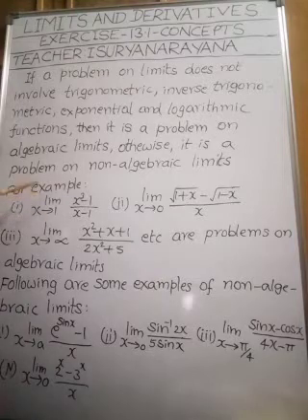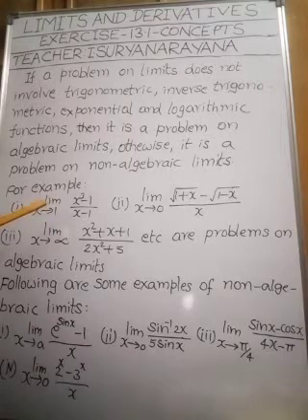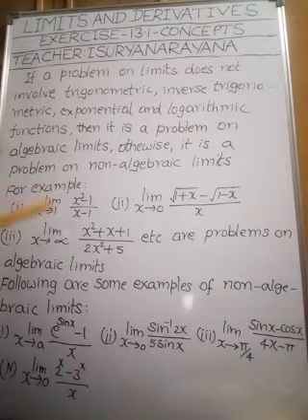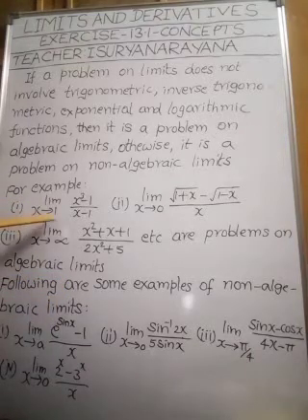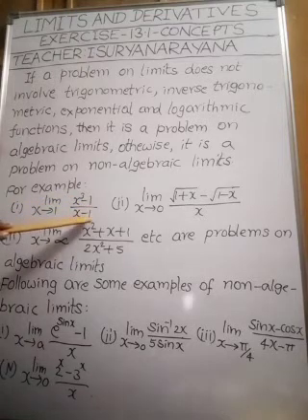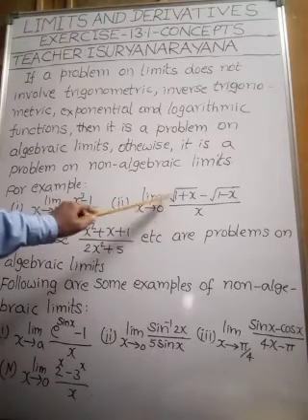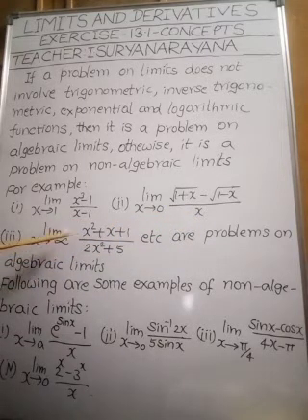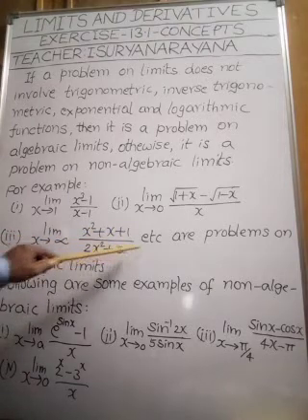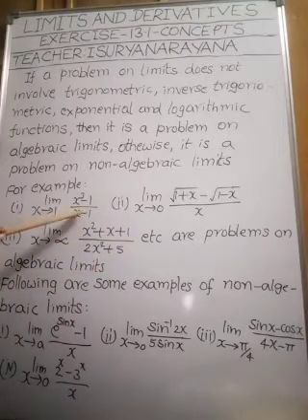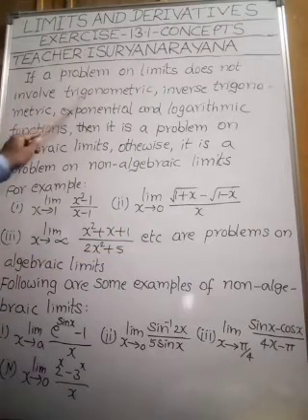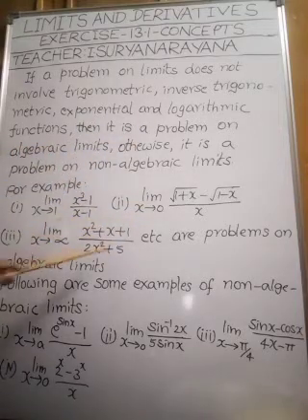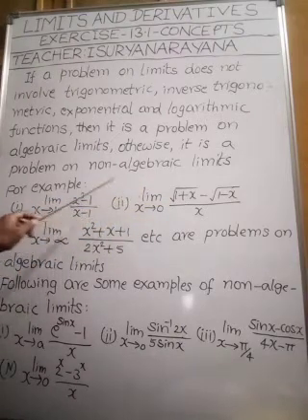Right. Let us take some examples to understand this point. Which problems are said to be problems on algebraic limits, and which problems are said to be problems on non-algebraic limits. See these examples. As x tends to 1, limit of (x cube minus 1) by (x minus 1). Second example, as x tends to 0, limit of (square root of 1 plus x minus square root of 1 minus x) by x. Third example, as x tends to infinity, limit of (x squared plus x plus 1) by (2x squared plus 5), etc. are problems on algebraic limits. If you observe these functions, there is no trigonometric function, no inverse trigonometric function, no exponential function and no logarithmic function. So these are said to be problems on algebraic limits. Understood this point, my children?